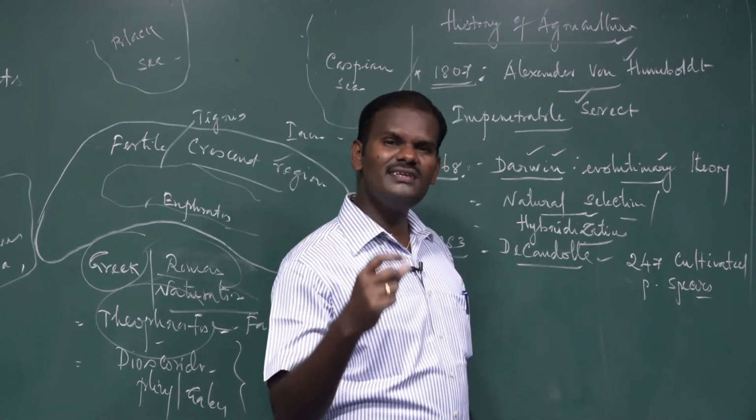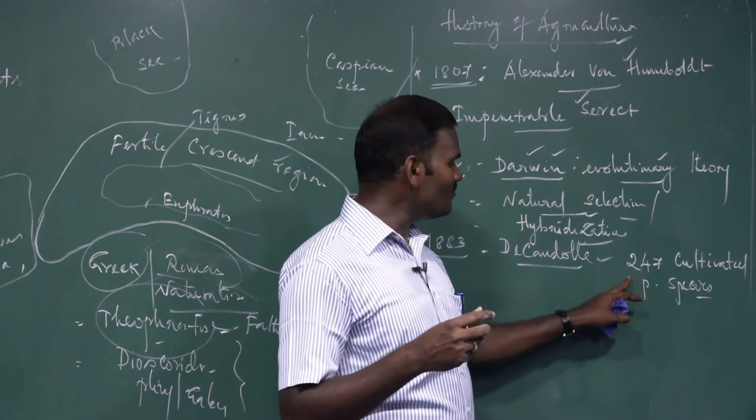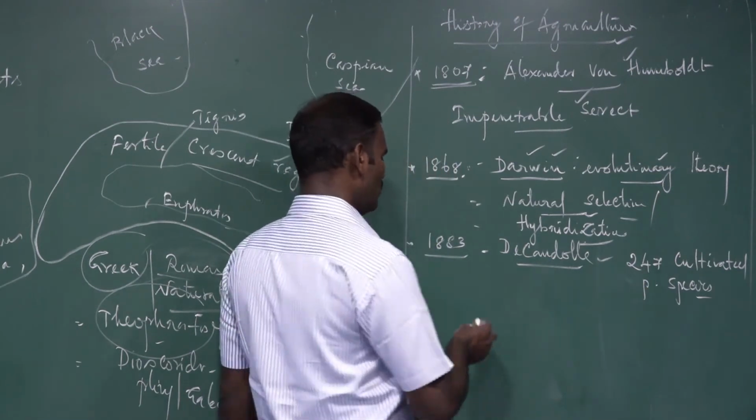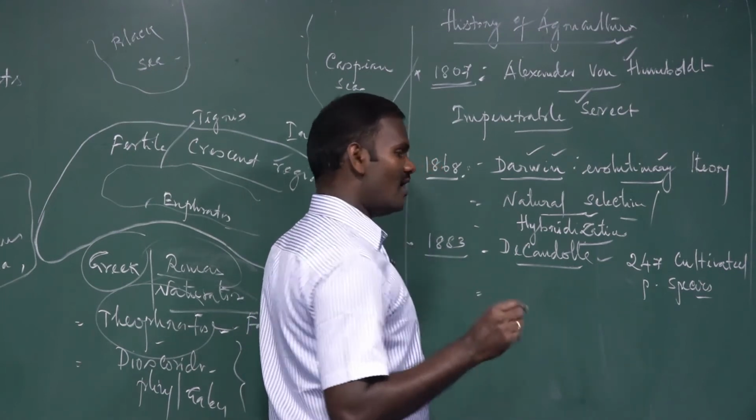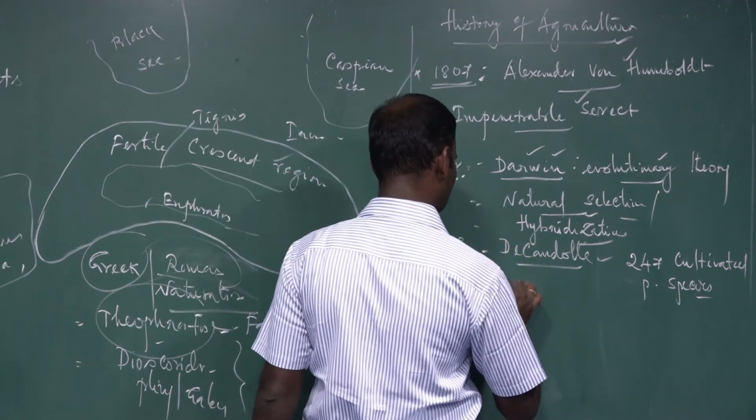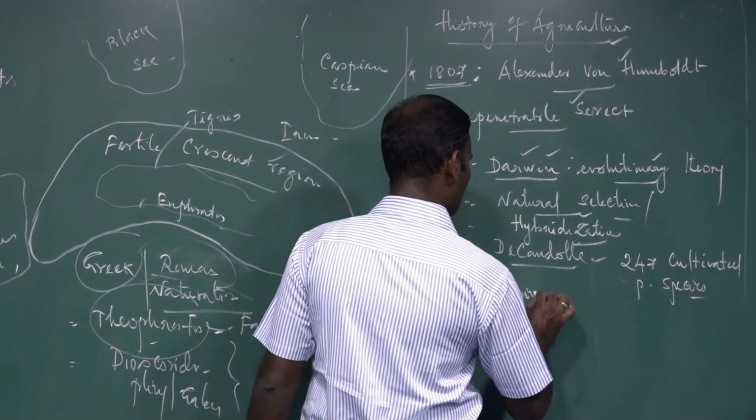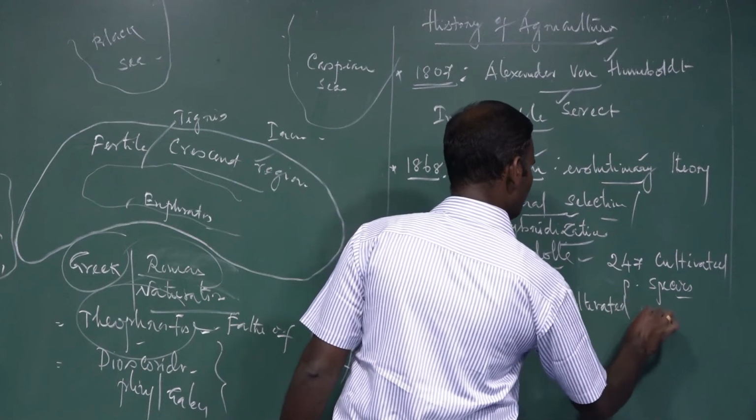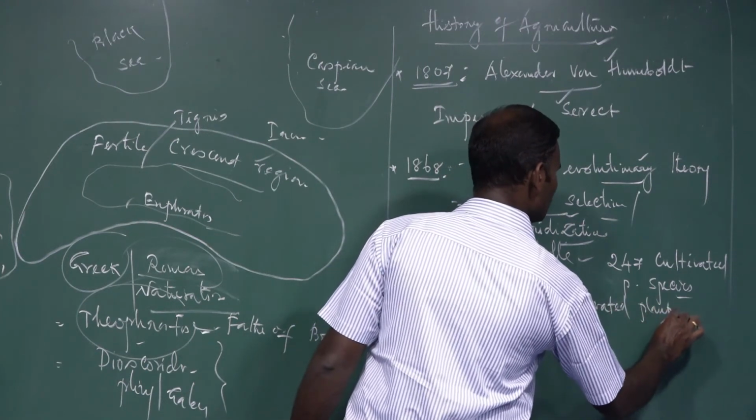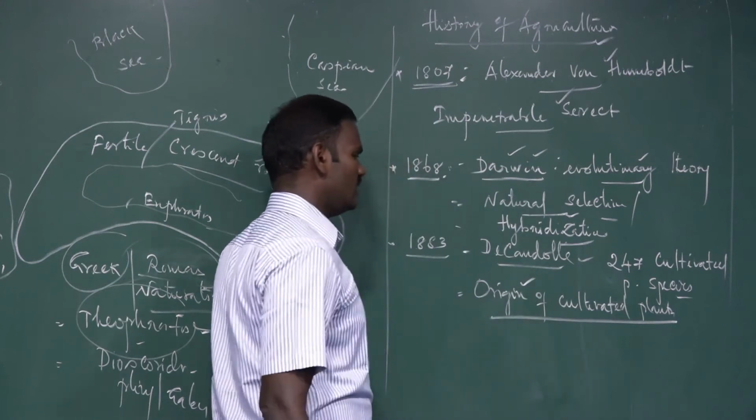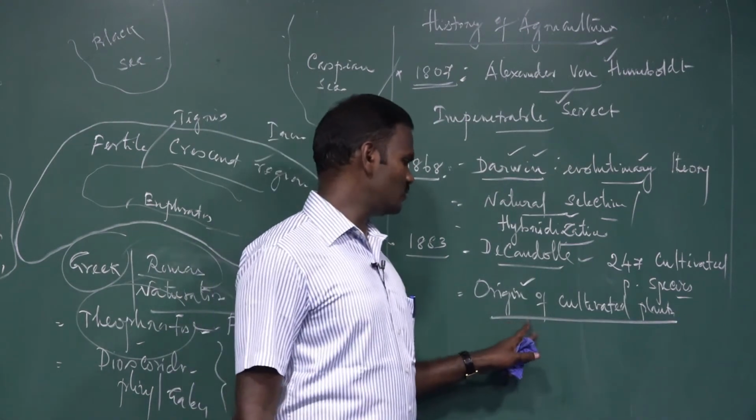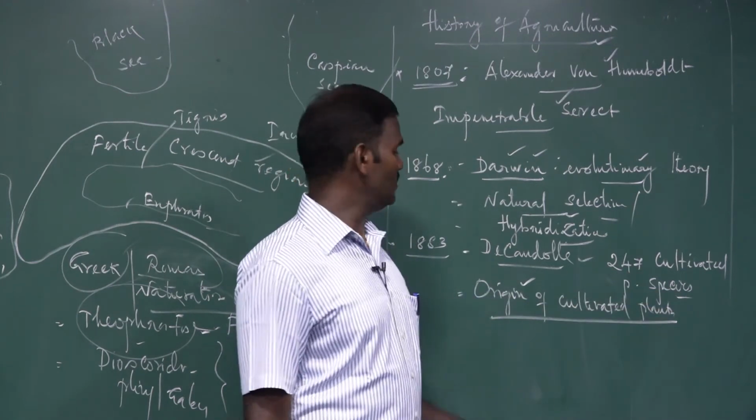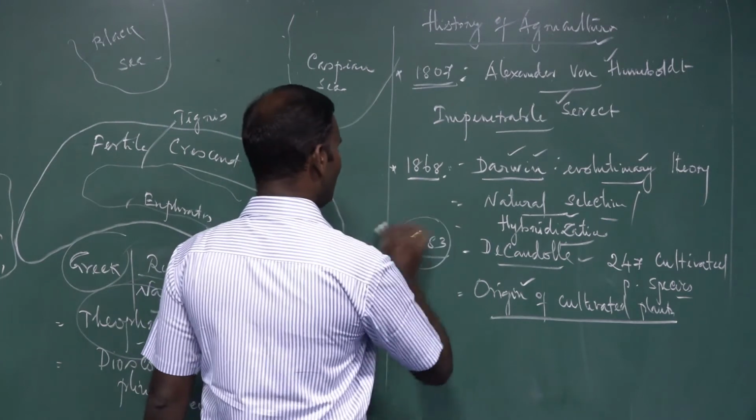And also, what is the origin of plant species? What is the life history of plant species? All these problems were solved by De Candolle through his book called Origin of Cultivated Plants. These books were published by De Candolle. They explain nearly 247 cultivated plant species, published in 1883.